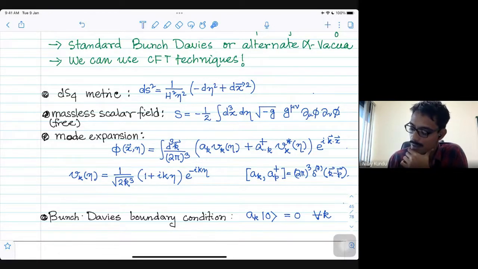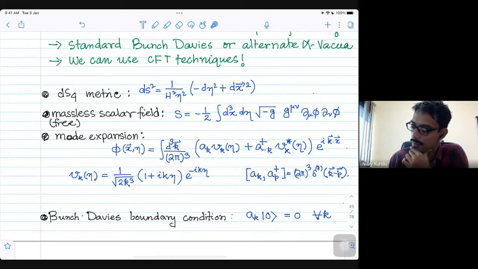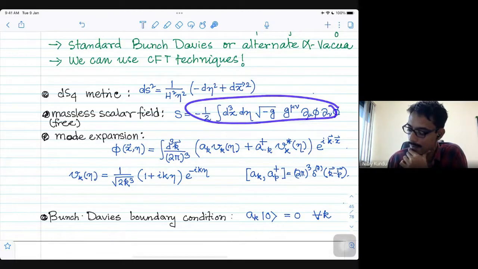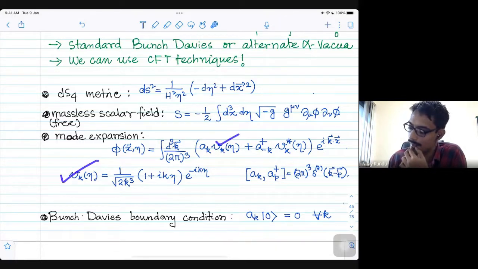I can do a mode expansion of this phi, where V and V star are obtained as the classical solutions of the Klein-Gordon equation that follows from this action, and this happens to be this, which comes from some Bessel functions. One can check that these are the classical solutions, and A and A dagger are the creation and annihilation operators, which follow the standard commutation relations. Now, the Bunch-Davies boundary condition tells us that this annihilation operator A_k kills the vacuum.